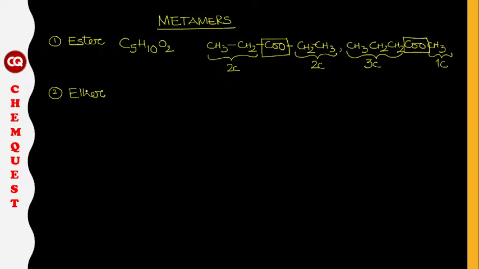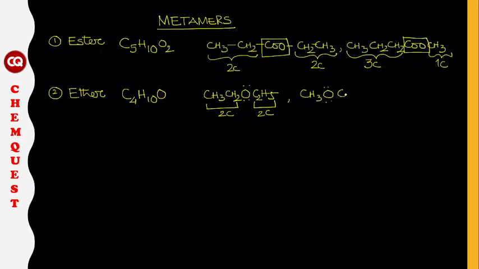Our next case is ether, starting with C4H10O. CH3CH2OCH2CH3, or C2H5, 2 carbon on each side, is diethyl ether.